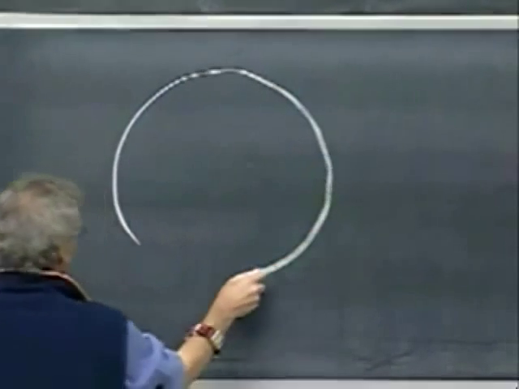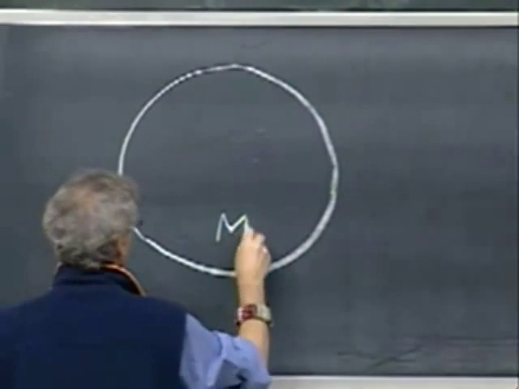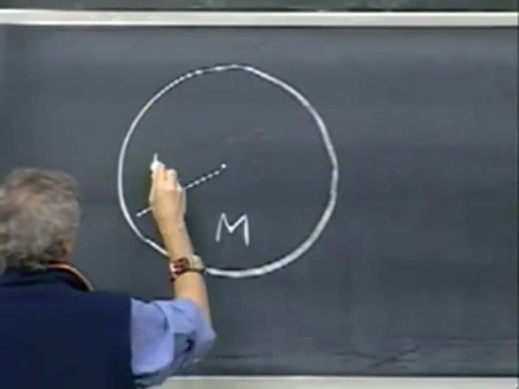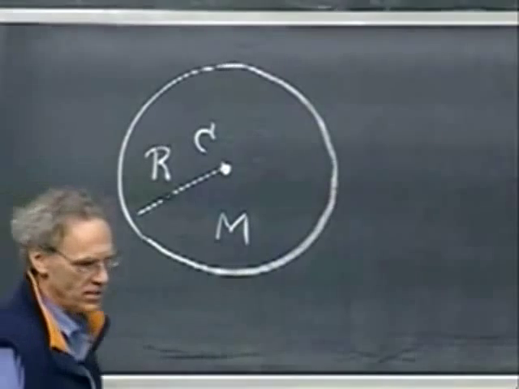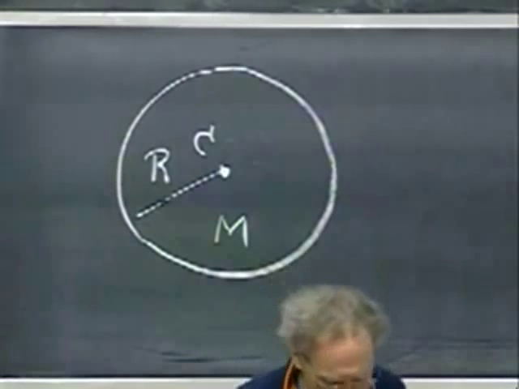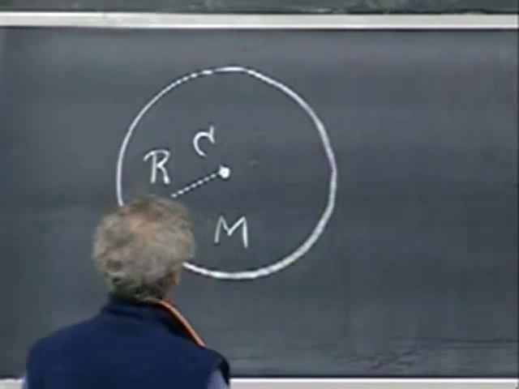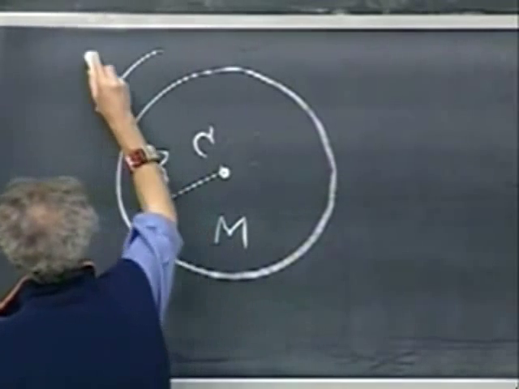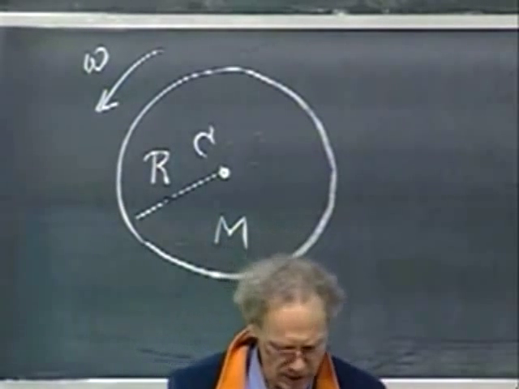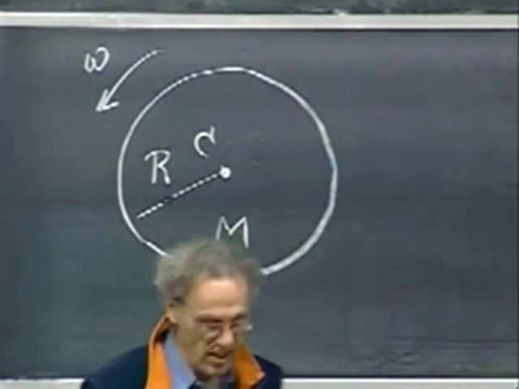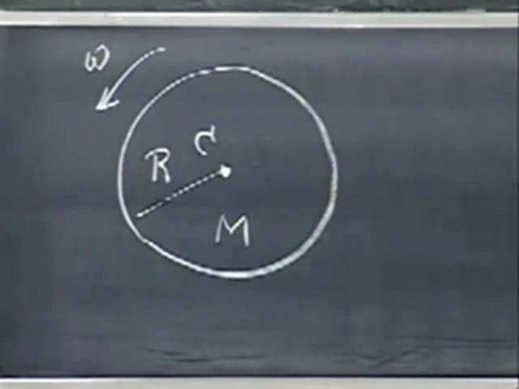Here we have a disk. The disk has mass m, and the disk has radius r, and at this point C is the center of mass of this disk. It's rotating with angular velocity omega, and I want to know what the angular momentum is of this rotating disk. The direction of the angular momentum is going to be trivial.